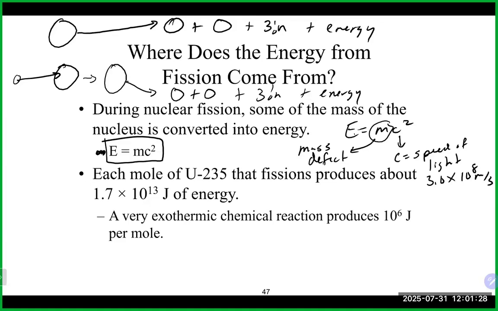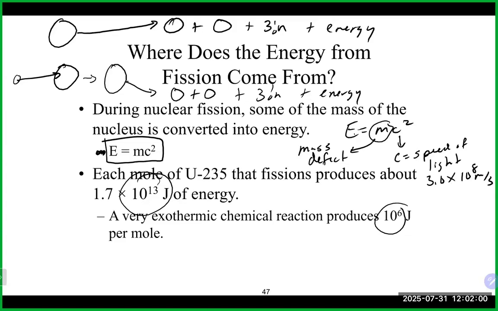Each mole of uranium-238 that goes through fission will produce, on average, 1.7 times 10 to the 13 joules of energy released. Again, if you compare that, as we talked about, to an exothermic chemical reaction, you're only on the magnitude of about 10 to the 6. So you can see you get a lot more energy coming out of a nuclear fission reaction than you do in a normal chemical exothermic reaction.